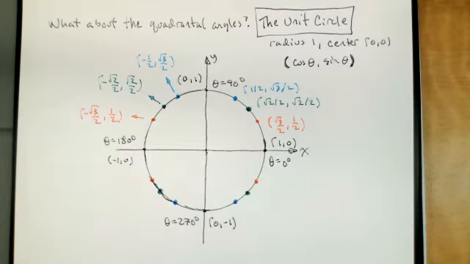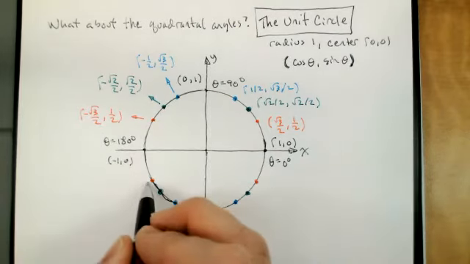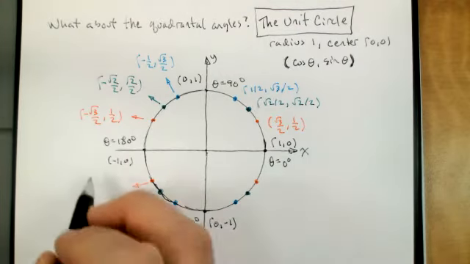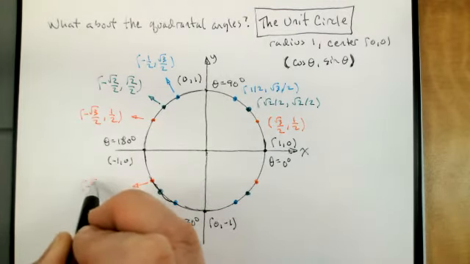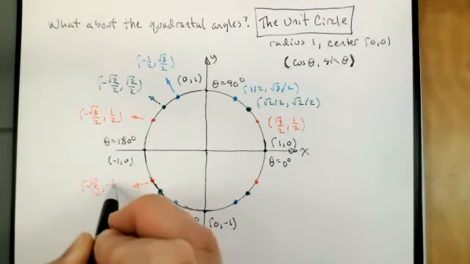And then we just have to go all the way around. In the third quadrant, both coordinates are negative. So the 210 will be negative √3/2, negative 1/2.